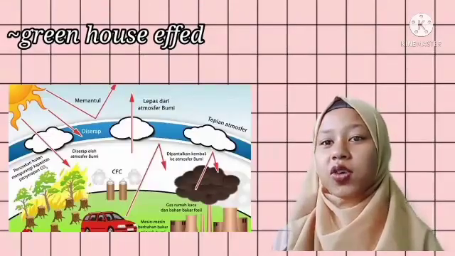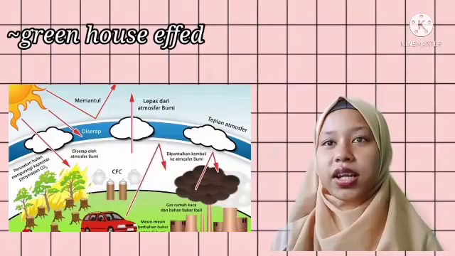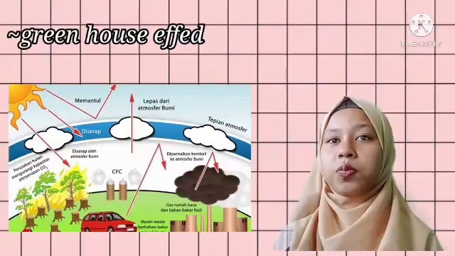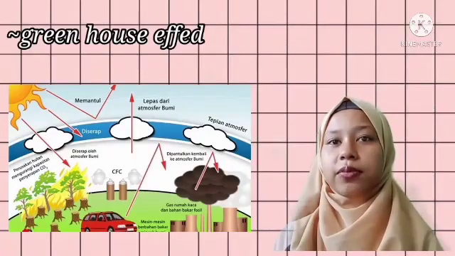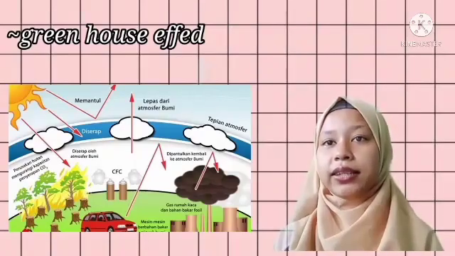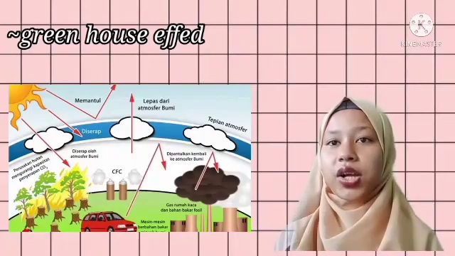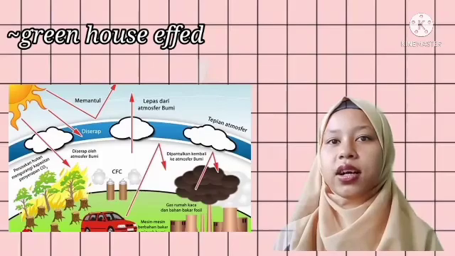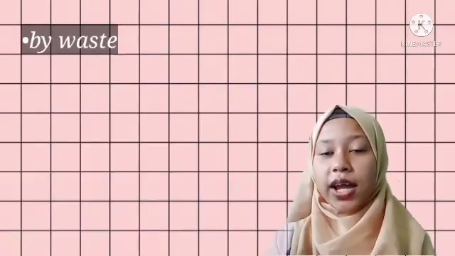B. Greenhouse effect. At the Earth's surface, radiation that has turned into heat is partly absorbed and partly reflected back into the atmosphere. The heat reflected by the Earth is trapped in the Earth's atmosphere by greenhouse gases, which results in the greenhouse effect.